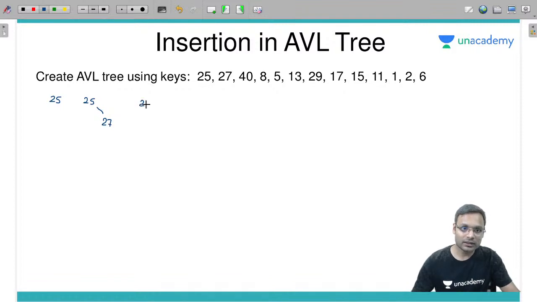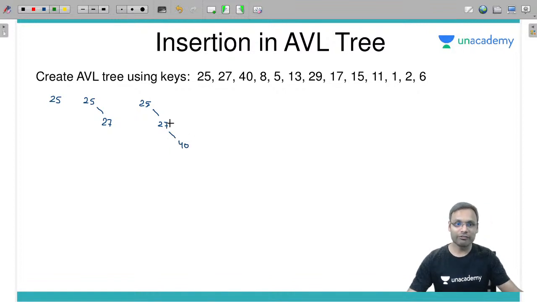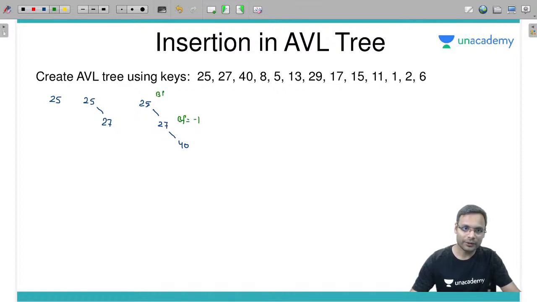Now after the third key, we need to check the imbalances. Next key is 40, greater than 25, yes, greater than 27, yes, 40 should be here. Once 40 is inserted, we need to immediately check the parent of 40. What is the balance factor here? At 27, 0 minus 1 is minus 1. What is the balance factor at 25? 0 minus 2 is minus 2.